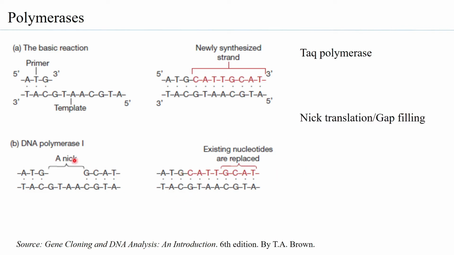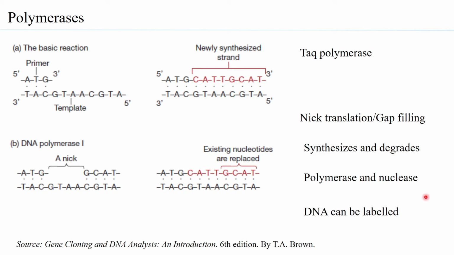So how does DNA polymerase 1 therefore help? It helps in nick translation. As you can see, it is not just filling up the gap, but it is also removing the old strand, the old polynucleotide, and putting in a new strand. Again, you can very visibly see that nick translation or gap filling can be used to label a double-stranded DNA. So it synthesizes and degrades, therefore it acts as a polymerase as well as a nuclease, and this can help the DNA to be labeled.